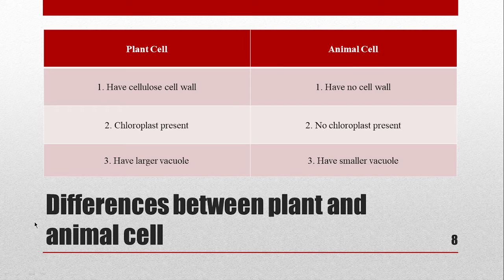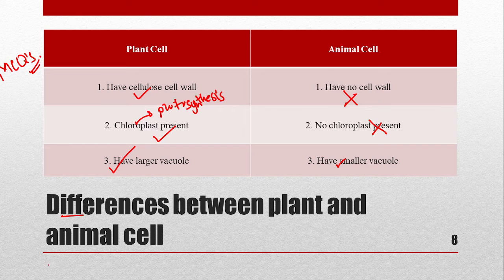Now we need to know the differences and similarities between animal cell and plant cell, because they always come in the MCQs. Trust me, they will come. Plant cells have a cell wall, whereas animal cells do not have a cell wall. Plant cells have chloroplasts present. They use chloroplasts for photosynthesis, but animals do not feed on photosynthesis. That's why animal cells do not have chloroplasts present. As I said, plant cells have a larger vacuole, and animal cells have a smaller vacuole.